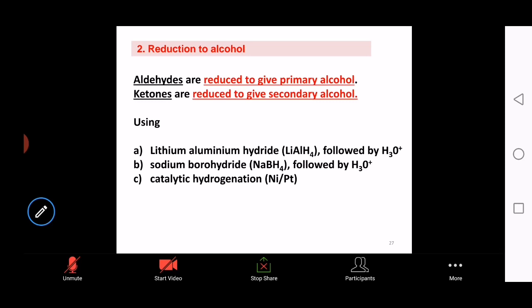So using A, B, C, so this one is the reducing agent lah, contoh reducing agent. The first one is lithium aluminium hydride, LiAlH4 followed by H2O plus acid, and then B sodium borohydride, NaBH4 followed by H2O plus, and then C catalytic hydrogenation, maksudnya hydrogen H2 gas in the presence of nickel ataupun platinum catalyst.